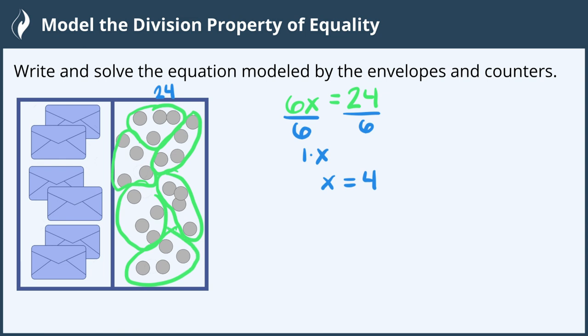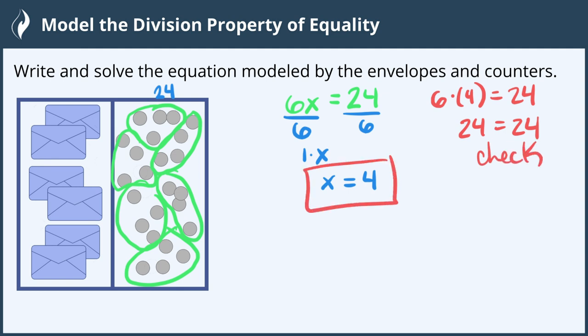We could also replace the x with a 4 and check this algebraically. 6 times 4 equals 24. Into the equation, 6 times 4 is 24, and 24 does equal 24. So it checks out, and our answer is indeed x equals 4, or each of our unknown envelopes contains 4 counters each.